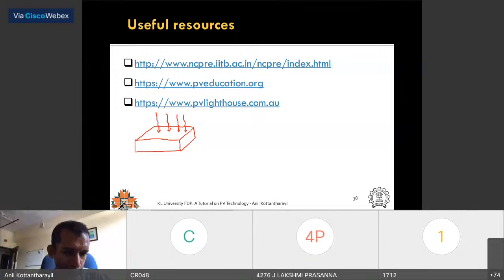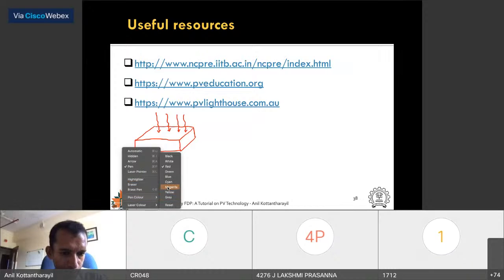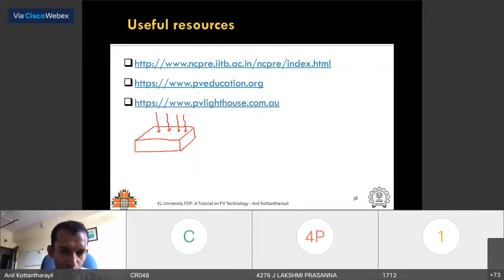So if I increase the area of this, say I'm extending my device like this, then the area is increased, more photons are incident, and I would have a larger current, because light is also falling here.